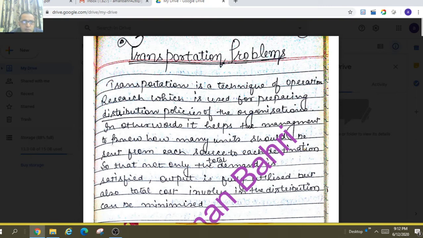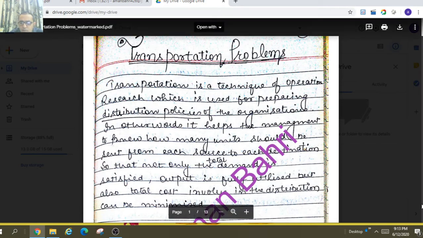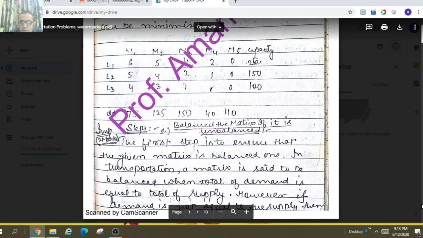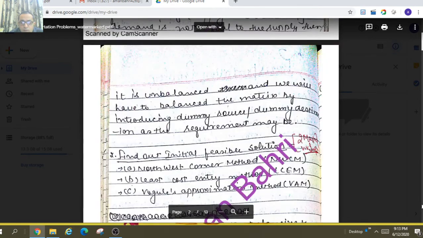There are certain steps involved in the transportation problem to find the optimal solution. The first is to ensure whether the matrix is balanced or not. In the transportation problem, a matrix is said to be balanced when the total of demand is equal to the total of supply. However, in many cases the demand is not equal to supply, and then the matrix is unbalanced. To make it balanced, we have to introduce a dummy source or a dummy destination as the case may be.